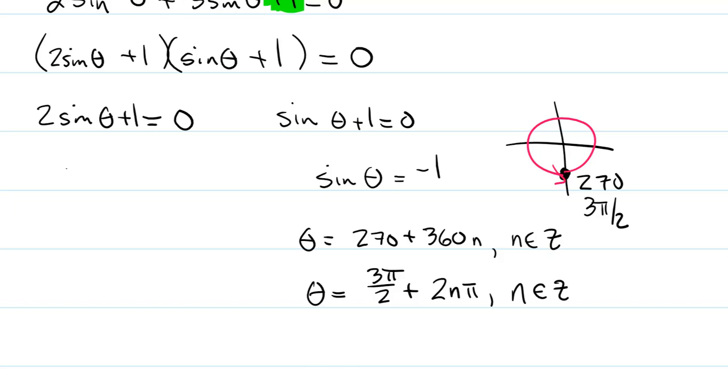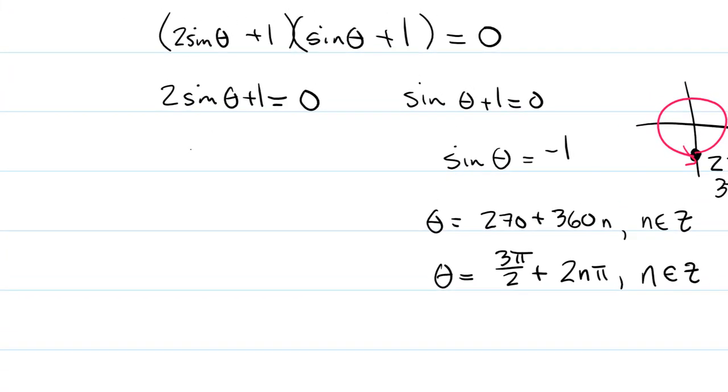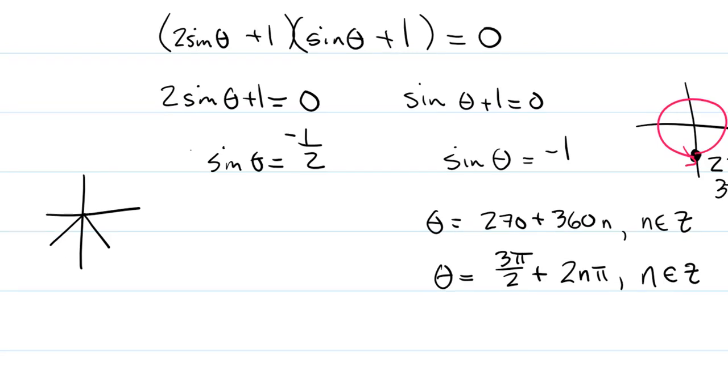Now when we look at the other factor here, 2 sine theta plus 1, when you solve that equation for 0, you get sine theta is equal to 1/2. And don't forget the negative sign. So sine theta is negative 1/2. So now you have to think to yourself, well, where on the unit circle is sine negative? So thinking about those two pieces, you're going to have one that is down in quadrant 4 and one that is in quadrant number 3.